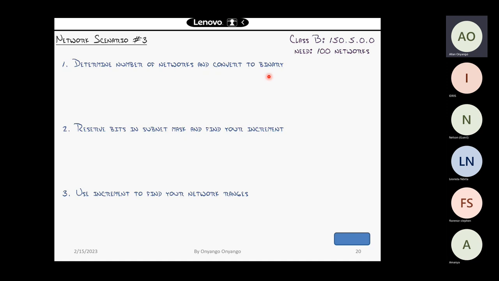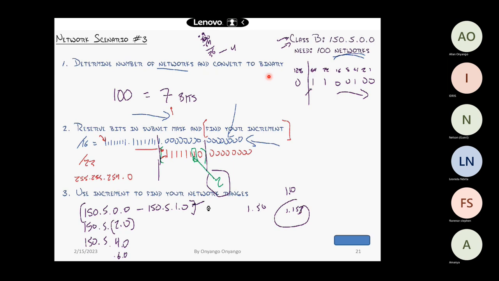Since 100 falls between 128 and 64, 64 is less, so we take 128, which is 2 to the power 7. And that's why we have how many bits here? We have 7 bits. All right.